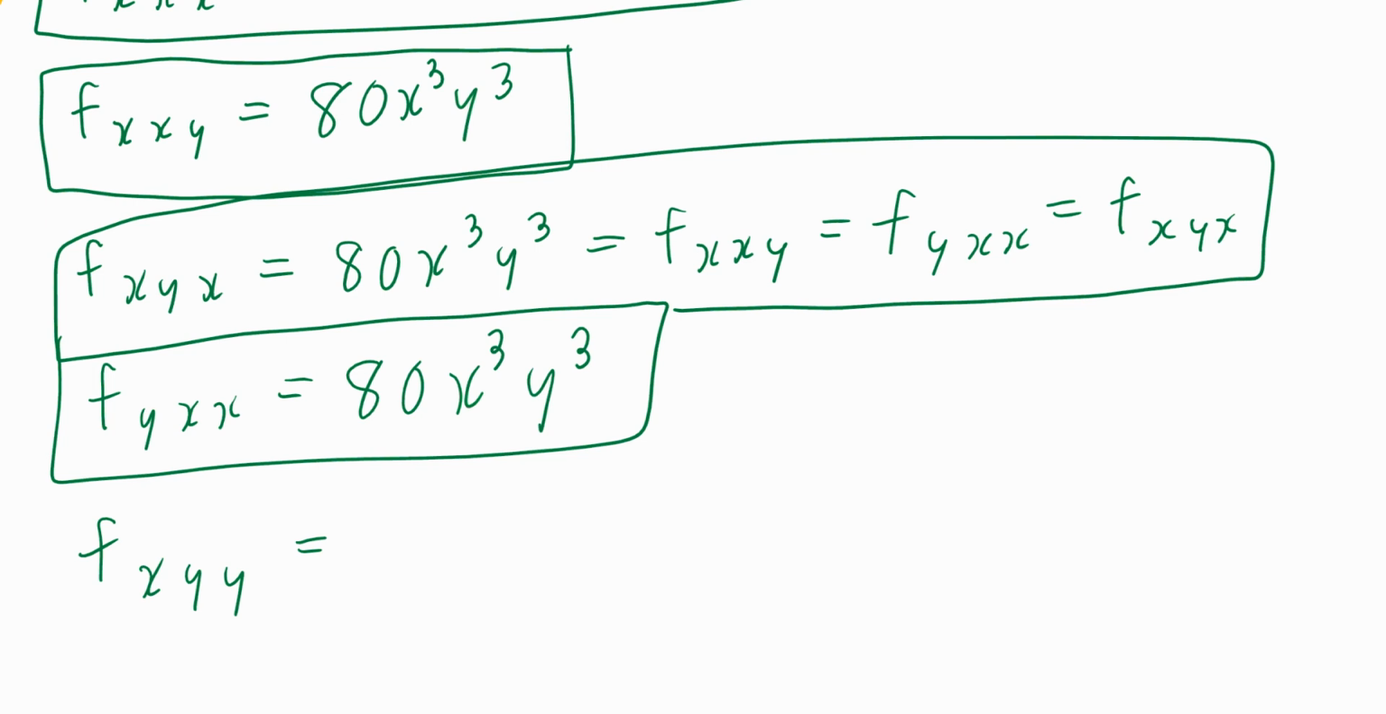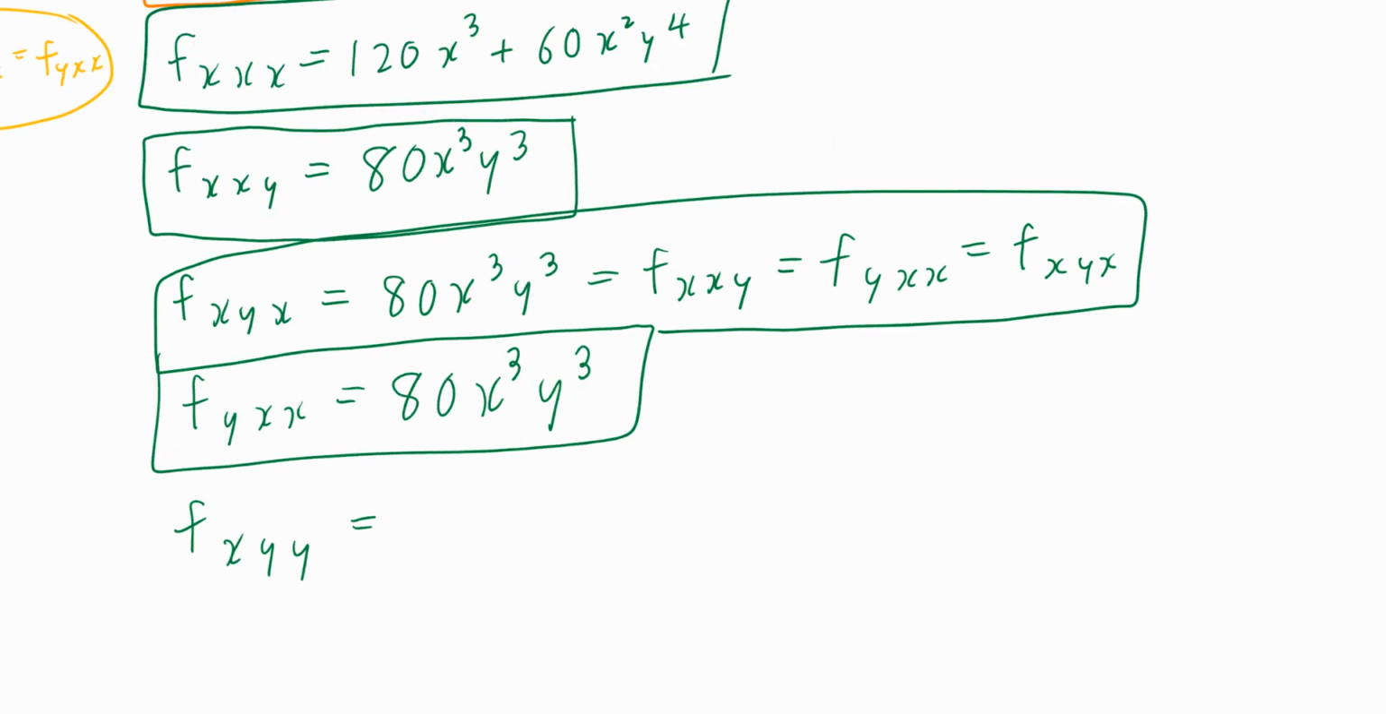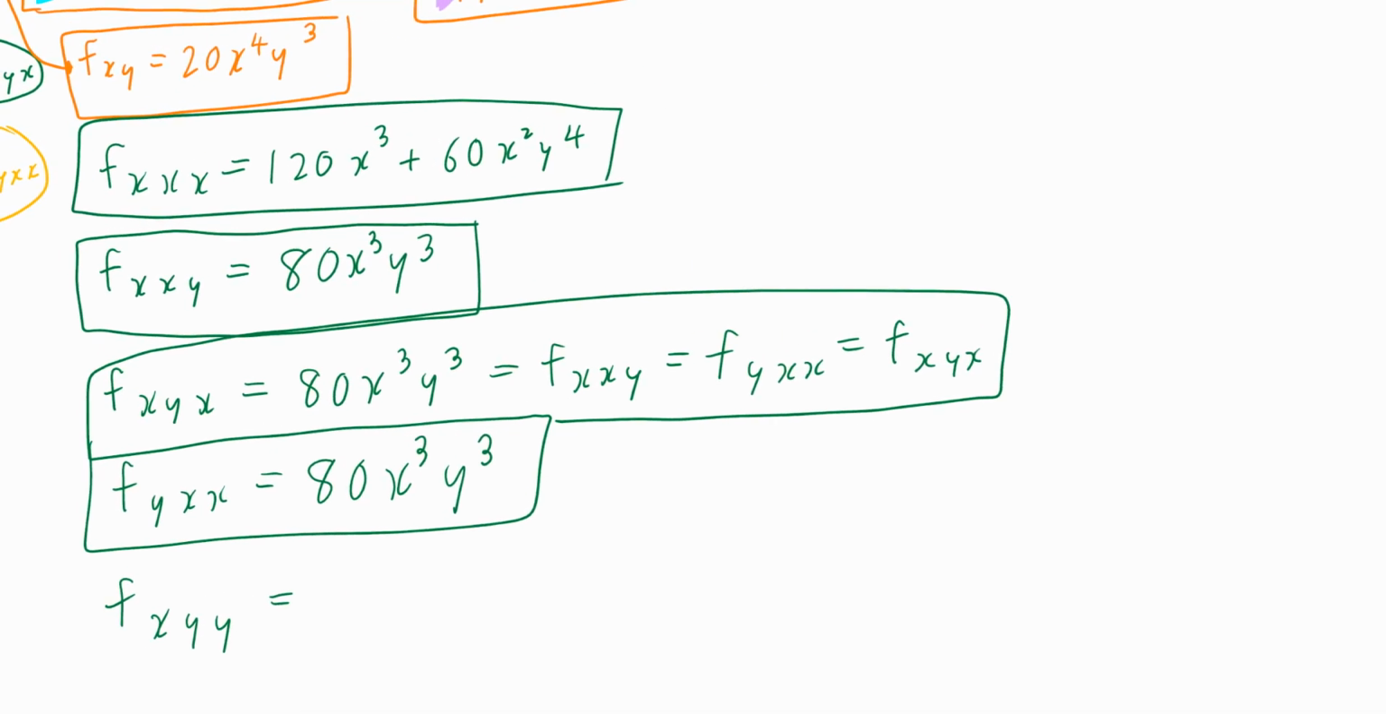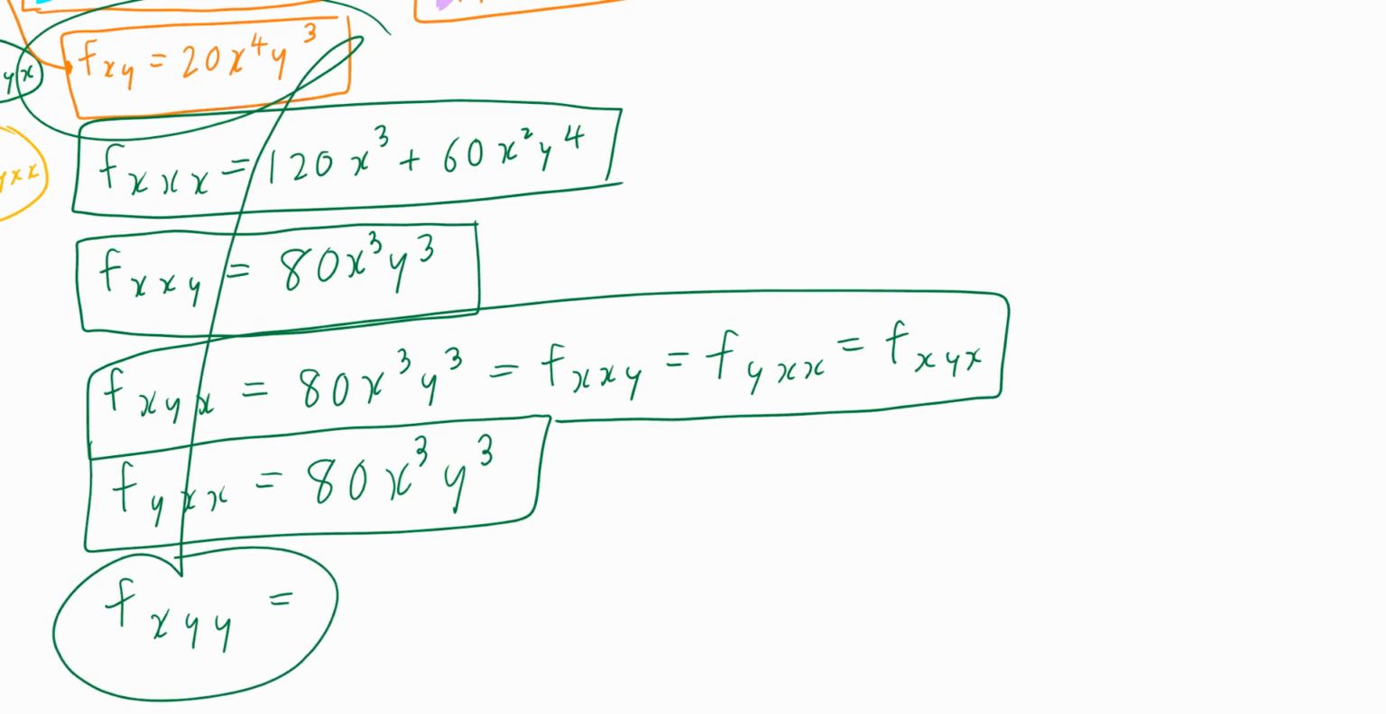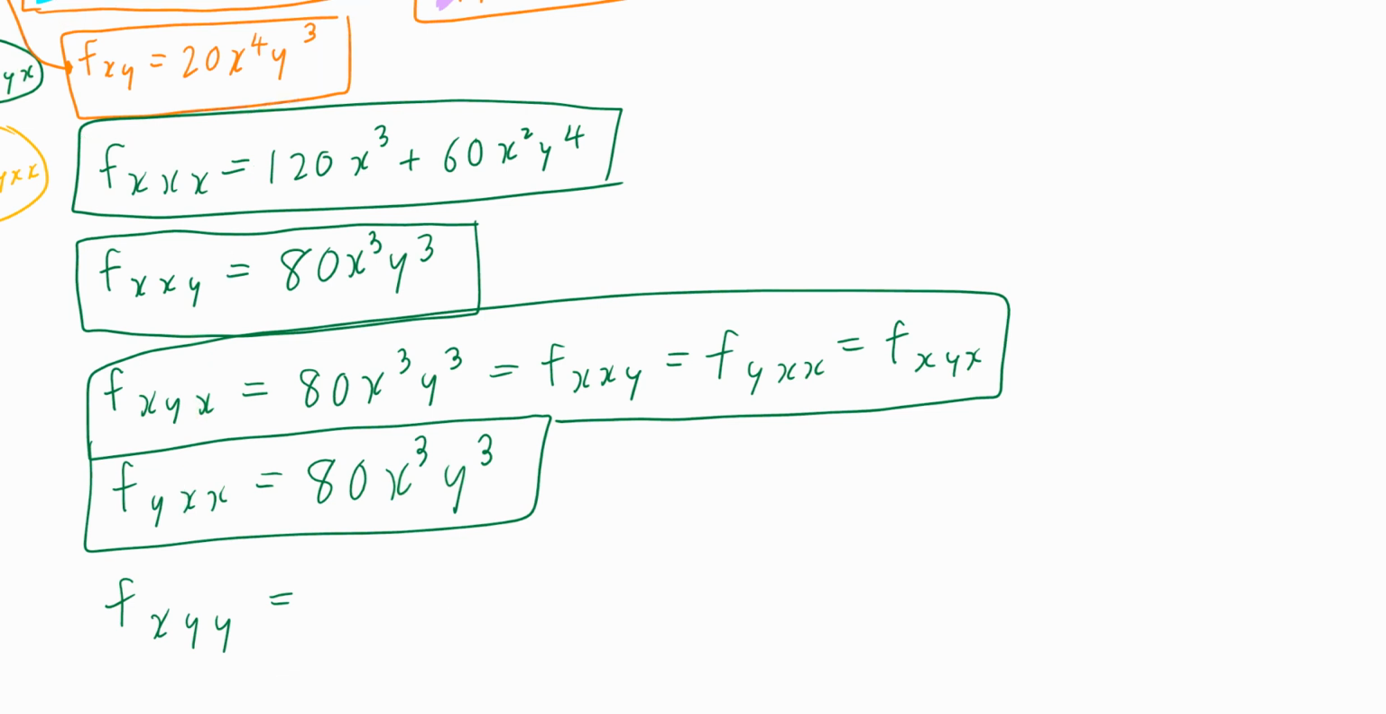Welcome back, everybody. So to find f_xyy, I start with f_xy. So again, I'm starting with f_xy and I'm taking the derivative with respect to y. Now again, since I'm going to take the derivative with respect to y, that means x to the power 4 is going to be a constant. So when I differentiate y to the power 3, that's going to be 3y squared. I put y squared right there. 3 times 20x to the 4 is going to give 60x to the power 4. And again, I'm telling you in a moment, this equals f of something and f of something else.